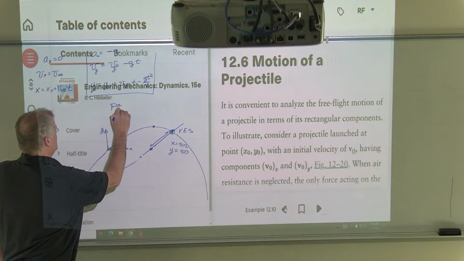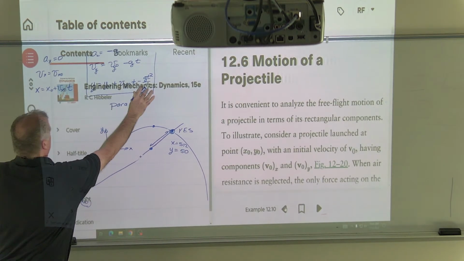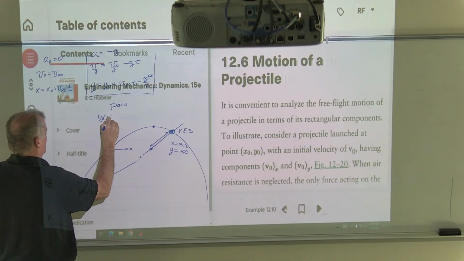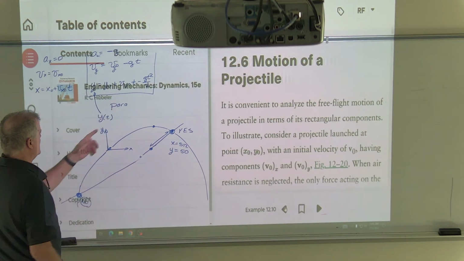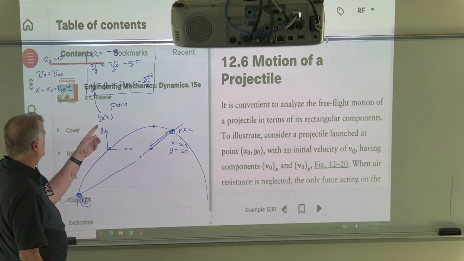The word parametric. Okay, so if you look at this thing, I have that, right? I stick in 1 second, I get the Y.